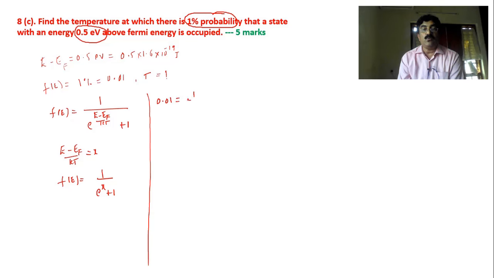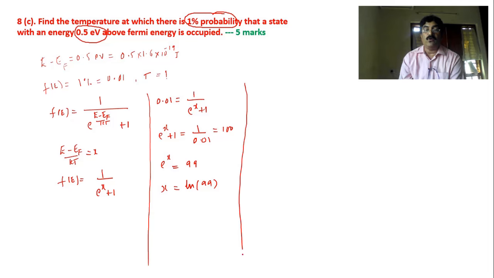0.01 is equal to 1 by e to the power of x plus 1, or e to the power of x plus 1 is equal to 1 by 0.01. 1 by 0.01 is 100. So e to the power of x is equal to 99. I want just x. X is nothing but ln of 99. I hope you are following. Now find out ln of 99 using calculator. Ln of 99 is 4.59. So x is equal to 4.59.